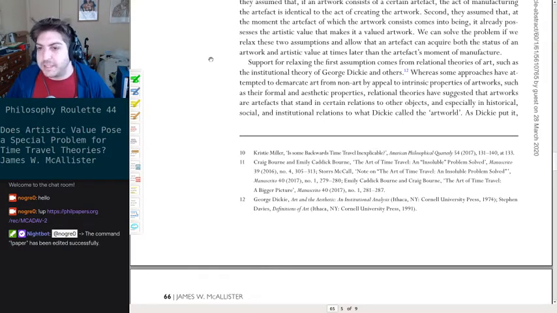Support for relaxing the first assumption comes from relational theories of art, such as the institutional theory of George Dickey and others, where some approaches have attempted to demarcate art from non-art by appeal to intrinsic properties of artworks, such as their formal and aesthetic properties. Relational theories have suggested that artworks are artifacts that stand in certain relations to other objects, and especially historical, social, and institutional relations to what Dickey called the art world.